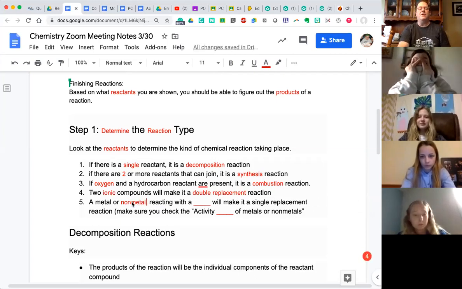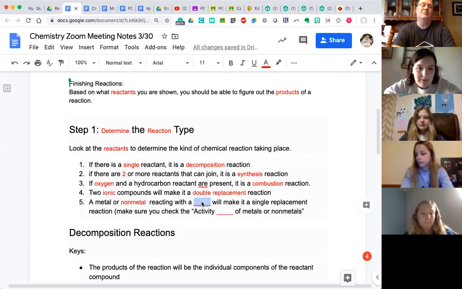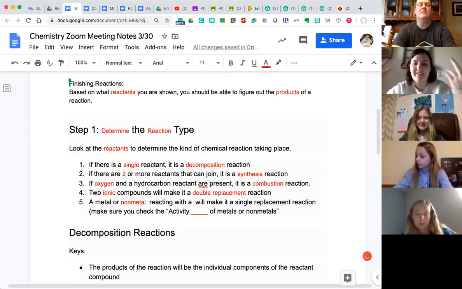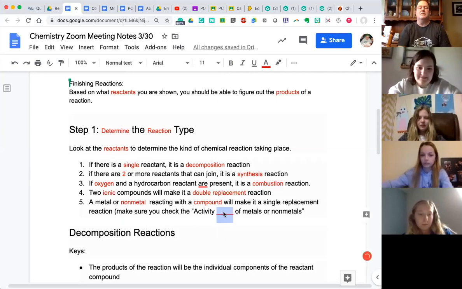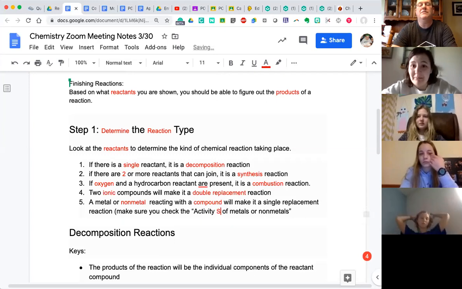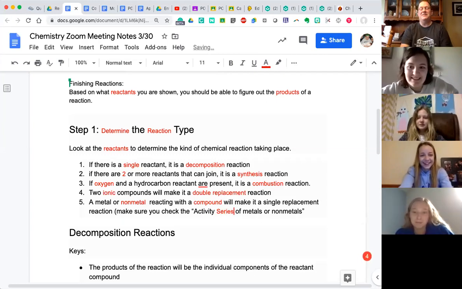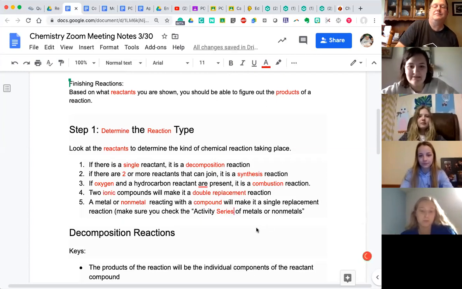Maya, if it's a metal or a non-metal reacting with a compound, that'll make it a single replacement reaction. And anytime you have a single replacement reaction, Maya, again, you have to check what? What was that chart that I gave you? Activity. No, the activity series, to see if the metal is more reactive or the non-metal is more reactive.